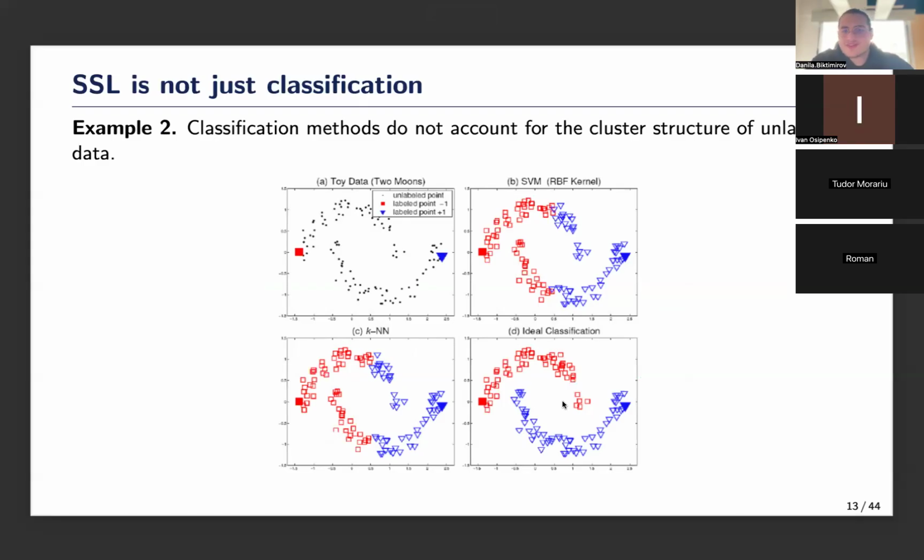This is a classical example demonstrating the power of semi-supervised learning: the two moons, or two bananas, problem. This problem consists of two intertwined clusters. It's visually clear that they should be separated along a curved boundary, something like this.